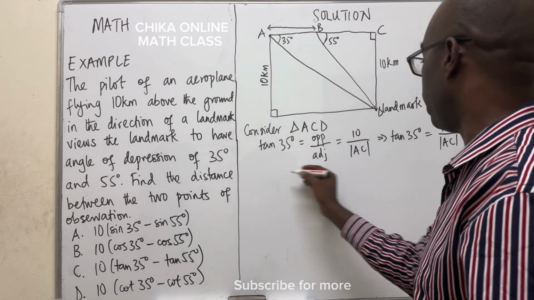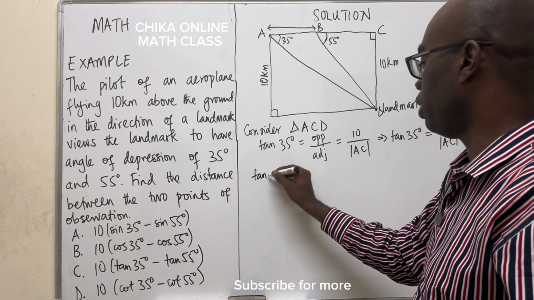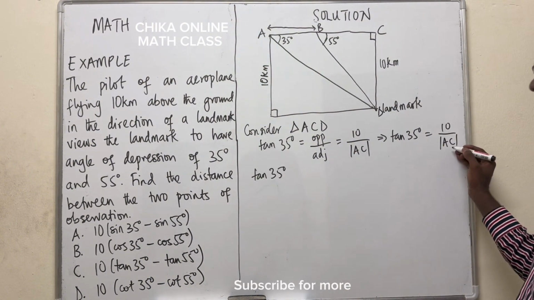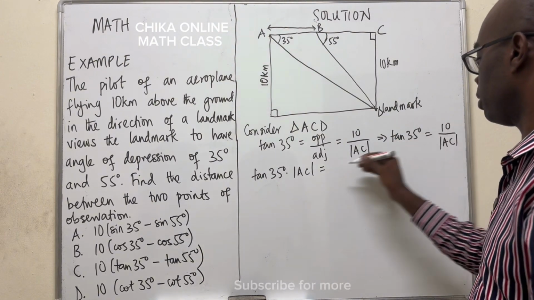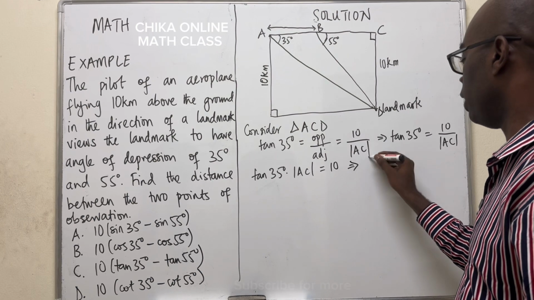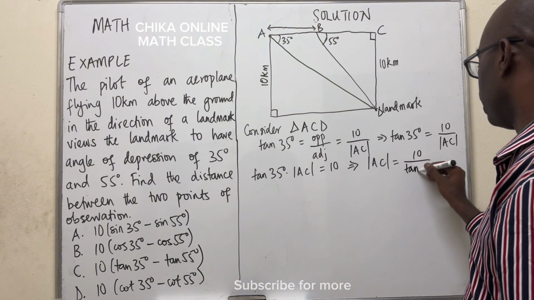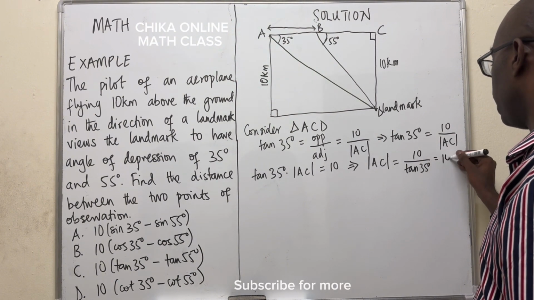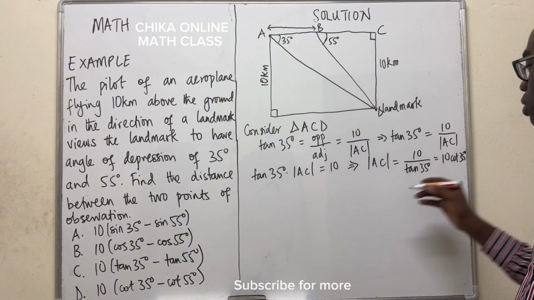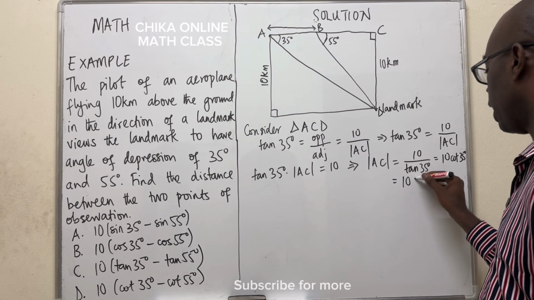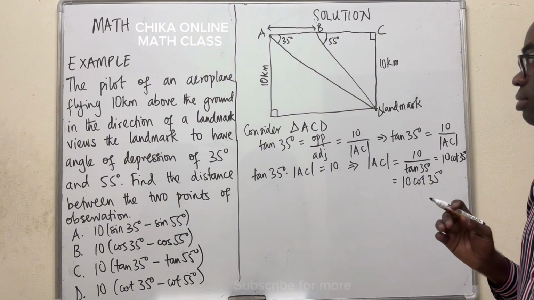If we cross multiply, or we can multiply by AC this side, we have tan 35 degrees times AC is equal to 10. So to find AC, AC is equal to 10 over tan 35 degrees, which is, 1 over tan 35 is what? Cot 35. So AC is equal to 10 cot 35 degrees. Okay, so we have gotten AC.